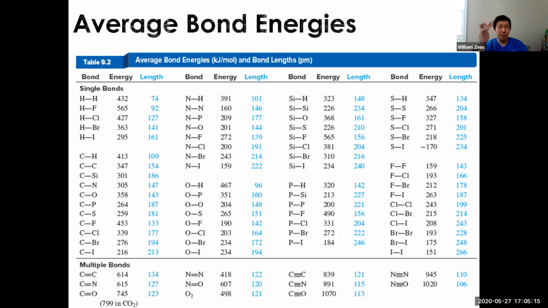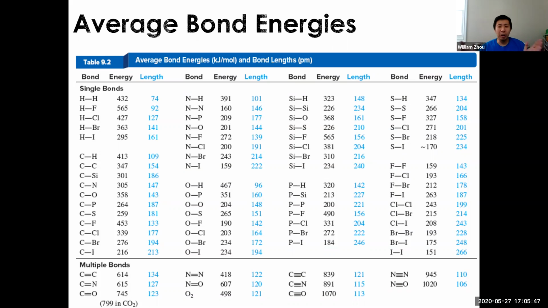But carbon double bond carbon is not simply double that, okay? If you go down to the bottom, you can see multiple bonds. Carbon double bond carbon is actually 614, not exactly double of a carbon single bond. And a carbon triple bond on the right side, you have 839. So if you want to talk about the bond energy of double or triple bonds, you can't look at it as 2 single bonds. It doesn't work that way. It has its own unique bond energy.